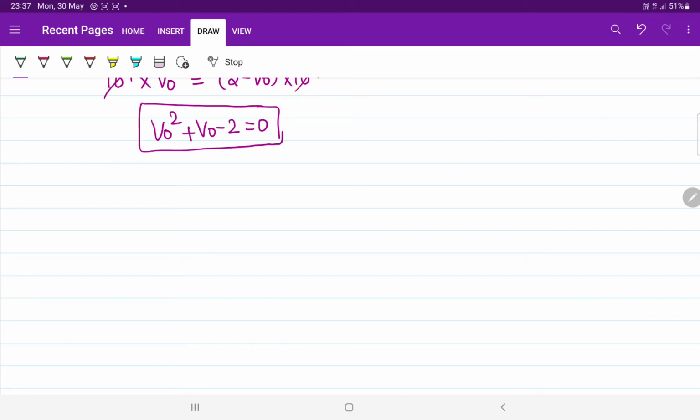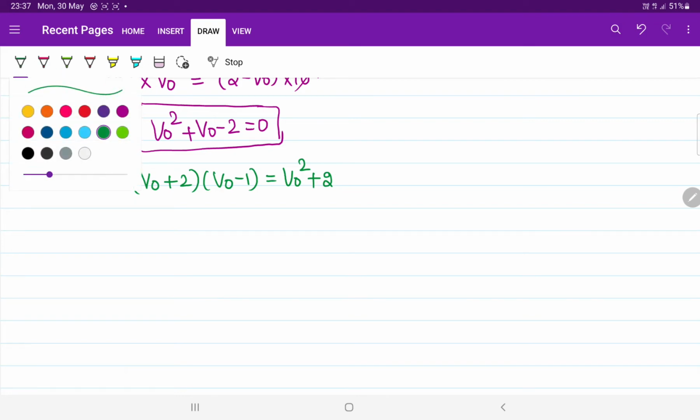So for that, I am using the quadratic equation formula, or you can also directly say that if I break these roots into two, can I write this expression as (V0 + 2)(V0 - 1)? If you expand this, what will you get? You will get V0 squared, plus V0 minus 2, and so on. Yes, I am correct.